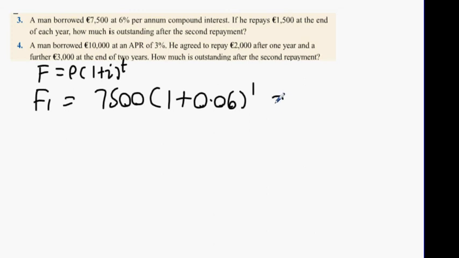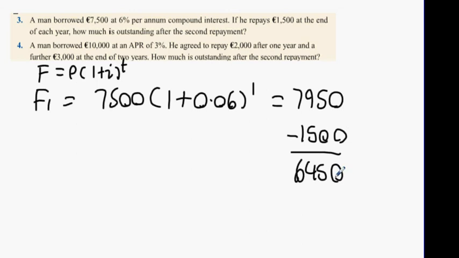And what do you get? 7,950. Okay. Now lads, at the end of the year, you repay 1,500 of it. So you go, I owe 7,950, but I'm going to repay 1,500. And now I'm going to owe 6,450. At the start of year 2, I now don't have 7,500 anymore. I have 6,450.